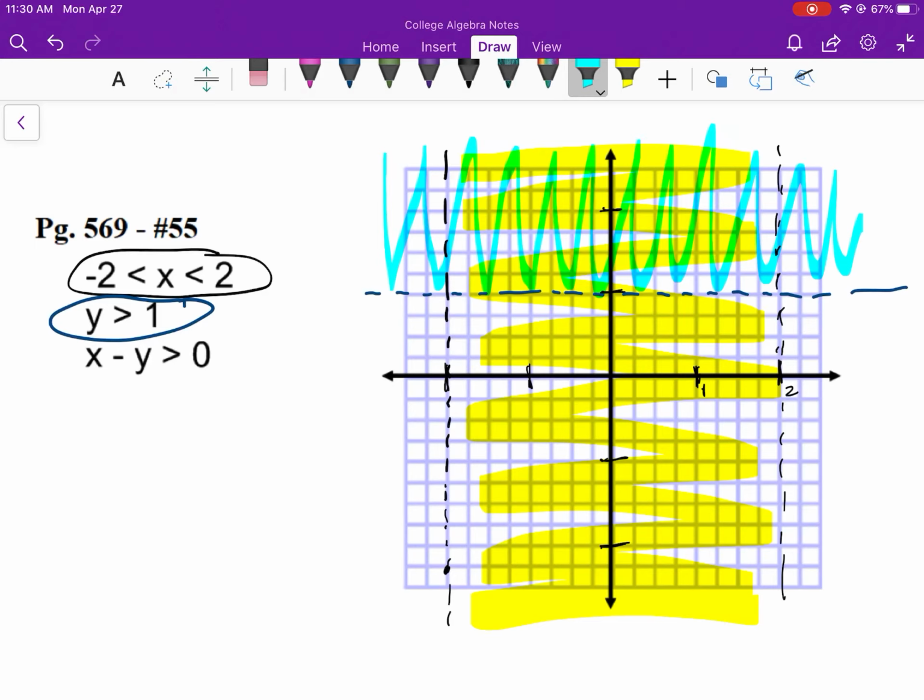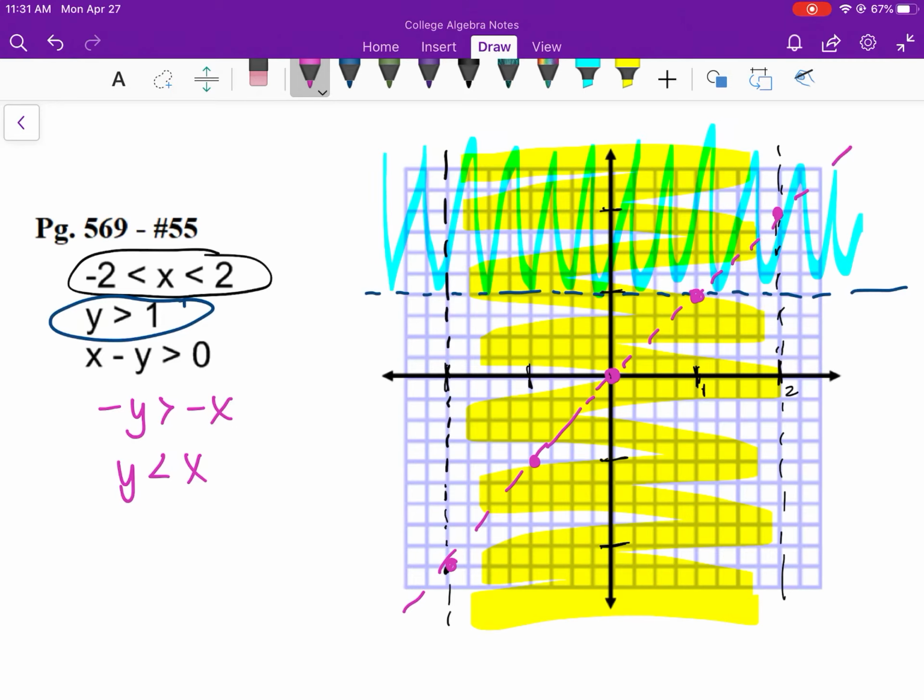Okay, then I want to graph this line here. I would like to have the y on the left. And remember, when you divide by a negative, flip it over. So that says y is less than x. That's a line going through (0, 0), (1, 1), (2, 2), and so forth. It too is dashed.